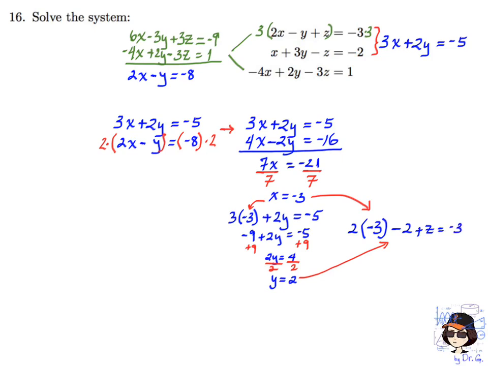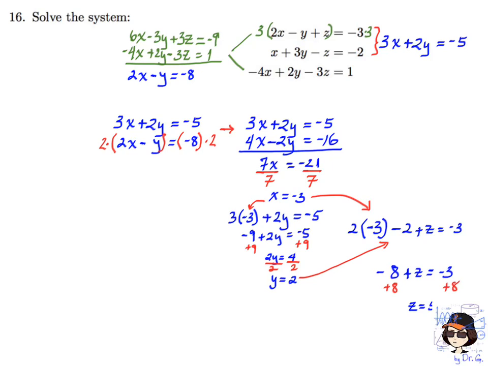That was the first of the original equations. I plugged in negative 3 for x and 2 for y. And so I've got negative 8 plus z equals negative 3. Adding 8 leaves me with z equals 5.